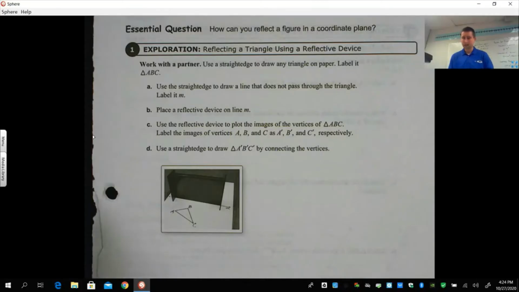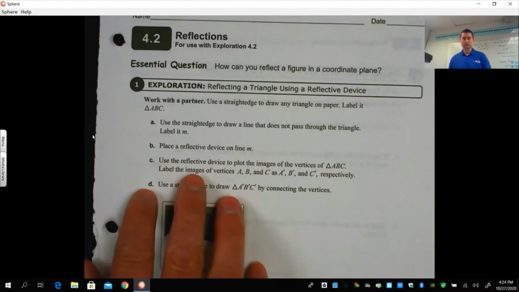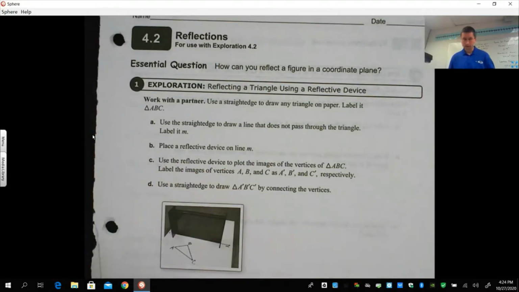Hey, geometry. This is 4.2, reflections. Okay, reflections of the way things used to be. So, just kind of like doing in a mirror. As I look at you, look at the screen, I see my reflection right here.